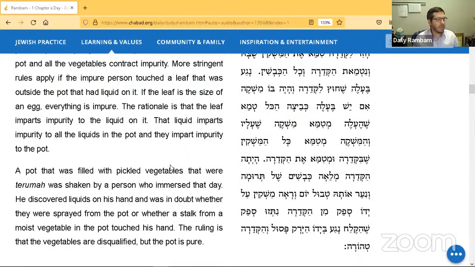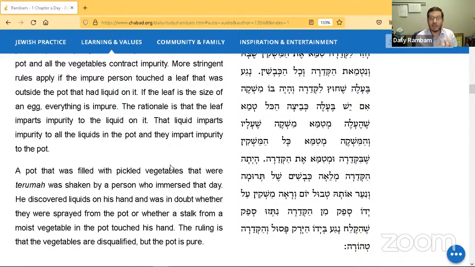Now, a pot that was filled with pickled vegetables that were teruma. So now remember, teruma is different in that it's more sensitive, right? So now what happens? You're pickling the vegetables that were teruma, and that was shaken by a person who had immersed that day. We spoke about this yesterday or the day before, about the leniencies of a mechusar kippurim, right? Someone who's gone to the mikveh, but is just waiting for the sun to set. So there are certain leniencies there.